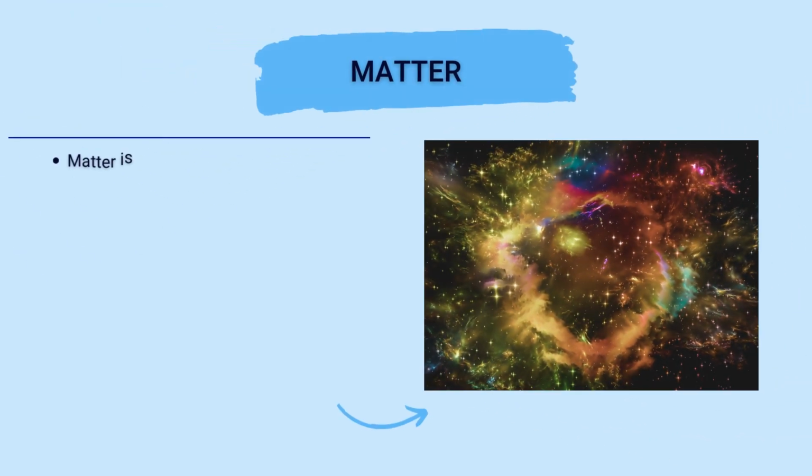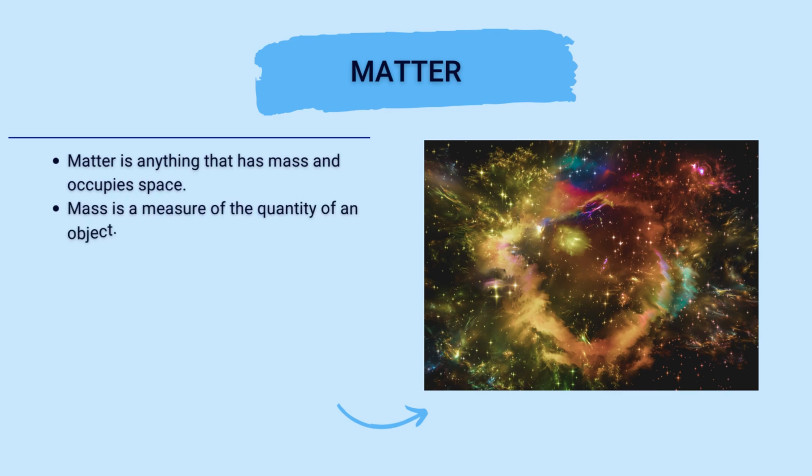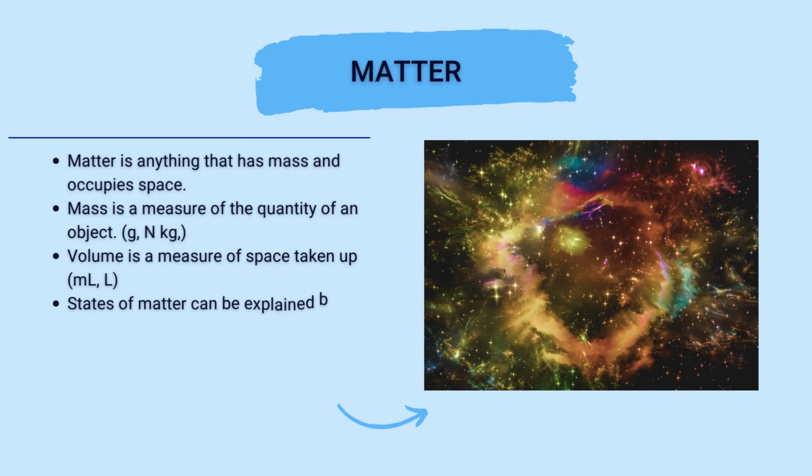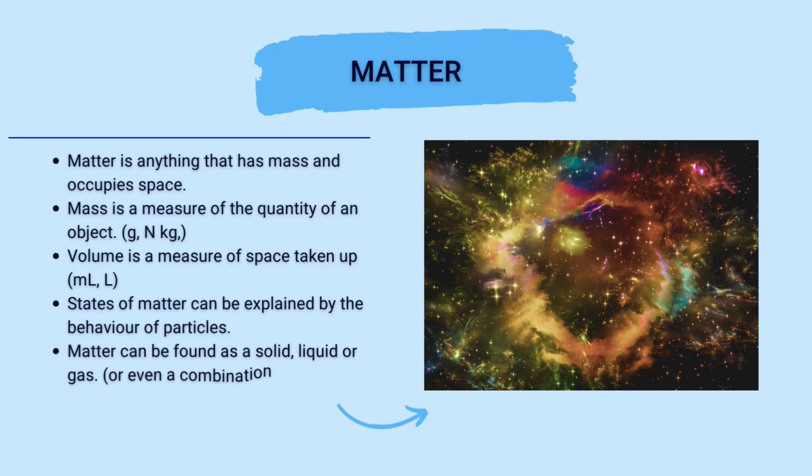On this slide, we will begin our discussion on matter. Matter is the physical substance that makes up everything around us. It is anything that has mass and takes up space. Mass is a measure of the quantity of matter in an object, and it can be measured in units such as grams, noted by a lowercase g, newtons, noted by an uppercase N, or kilograms, noted as a lowercase k and a lowercase g.